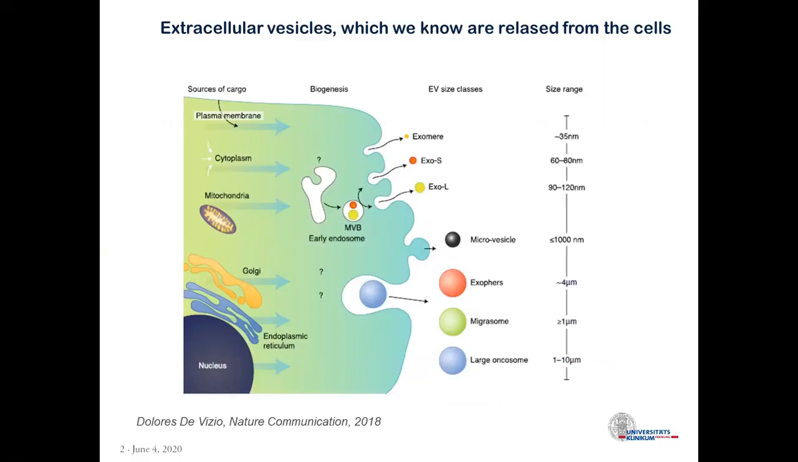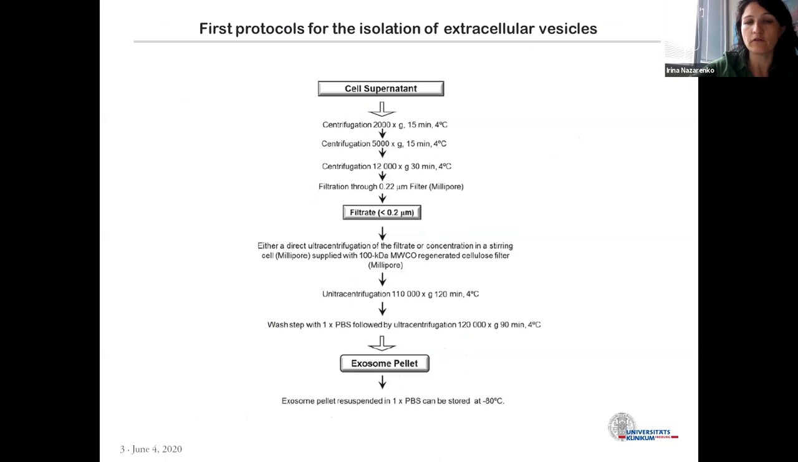What I wanted to say is, this is the first slide I showed, from Dolores Di Vizio's Nature Communications publication from 2018. This is how we may now imagine all the heterogeneity of extracellular vesicles. What is important is that we know by now that they are heterogeneous, with different sizes and different origins. Frequently we see protocols for vesicle isolation from cell culture supernatants: we take the cell culture and isolate by, for instance, ultracentrifugation, size exclusion chromatography, or other methods.